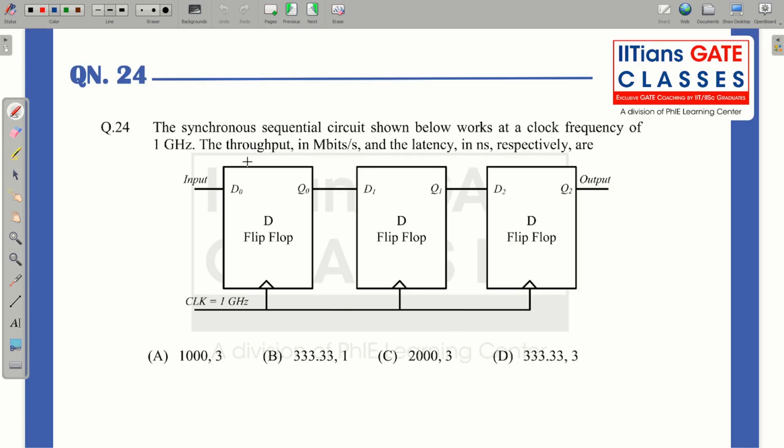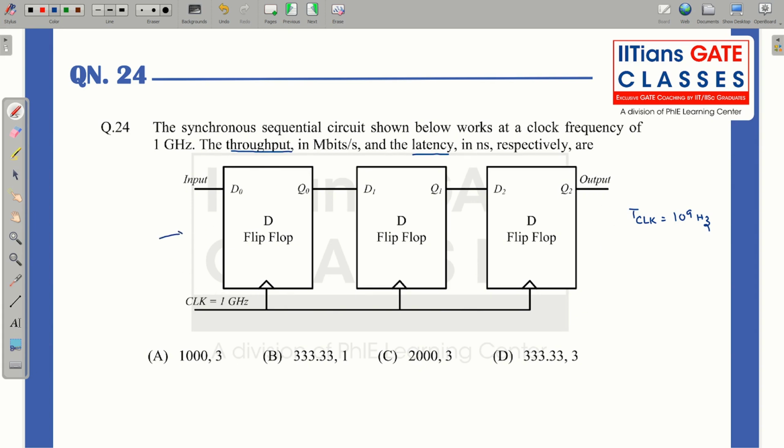The next question is a good question. The synchronous sequential circuit shown below works at a clock frequency of 1 gigahertz. The clock frequency given here is 1 gigahertz, which means 10 to the power 9 hertz. The throughput in megabits per second and the latency in nanoseconds, respectively, are? What do we mean by latency and what do we mean by throughput? Latency means the delay.